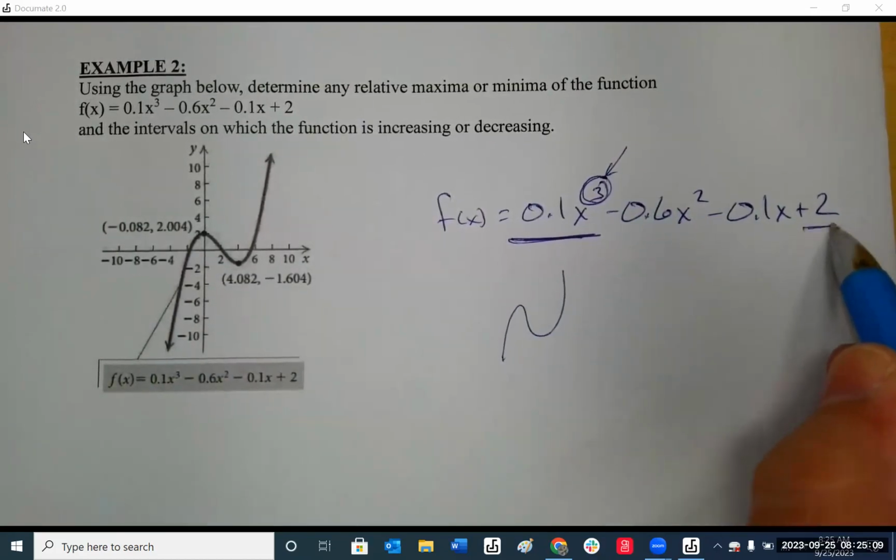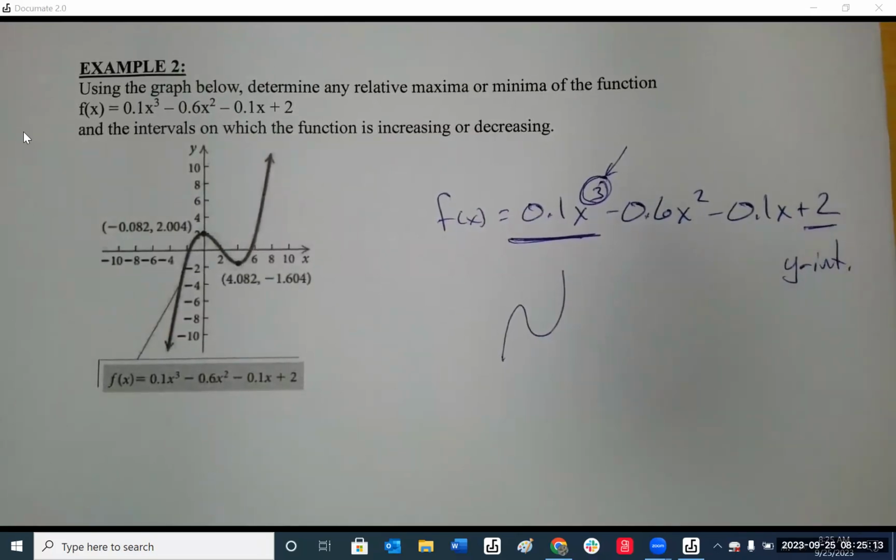We also know that this is going to be our y-intercept. The constant is always a y-intercept. y equals mx plus b. The b is a number, so it's a constant. It's always the y-intercept. So between here and there, the only thing we have to figure out is how to find the x-intercepts. That will come up in the near future.